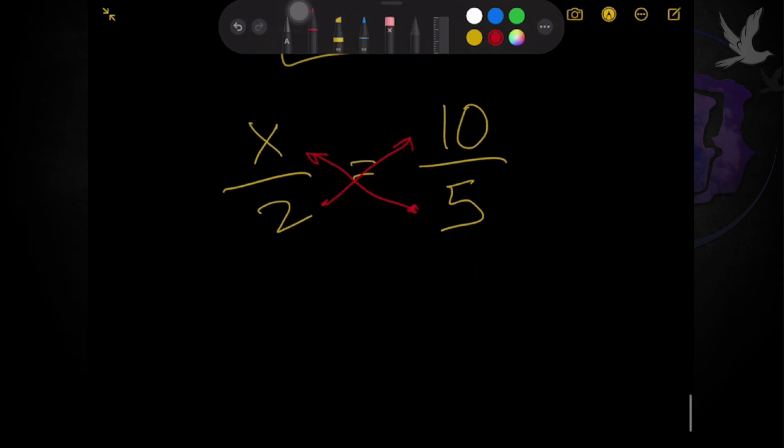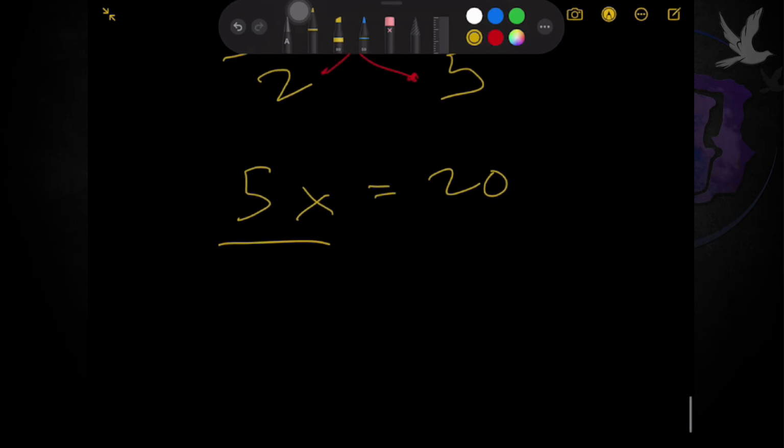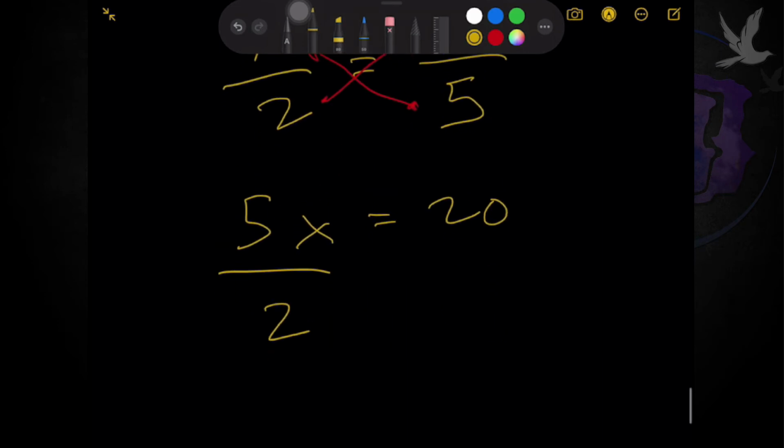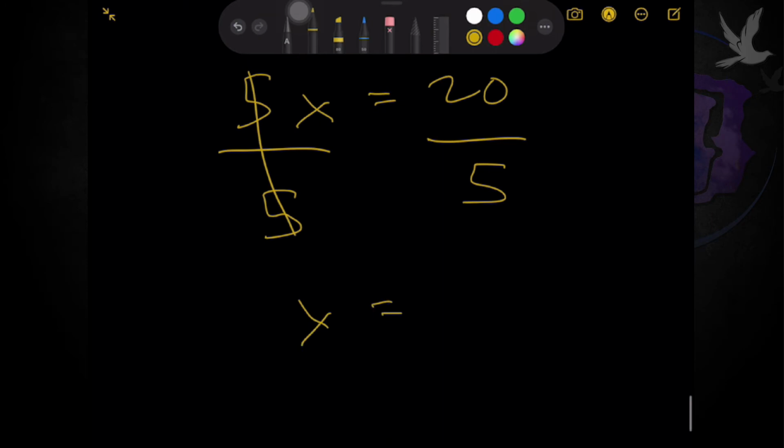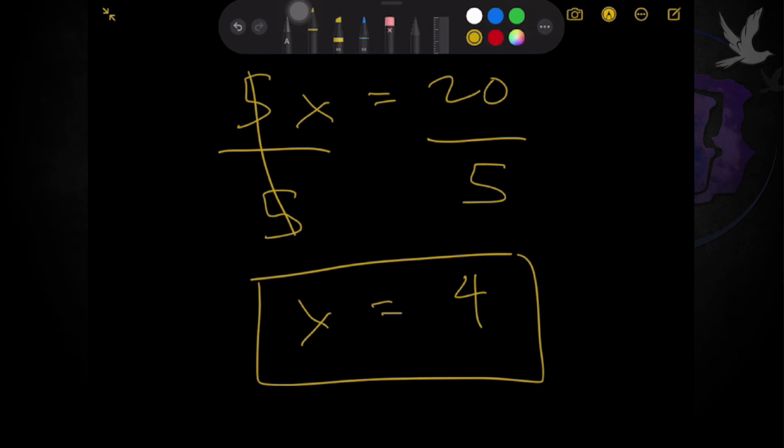Okay, 5 times x will give you 5x, and 2 times 10 will give you 20. Then from here, ganun lang. What you do in one side, do it on the other side of the equation, which will now give you 20 divided by 5, which is equivalent to 4. X equals 4. Okay.